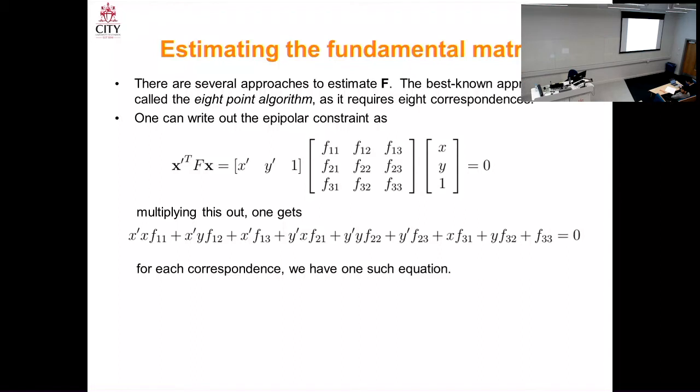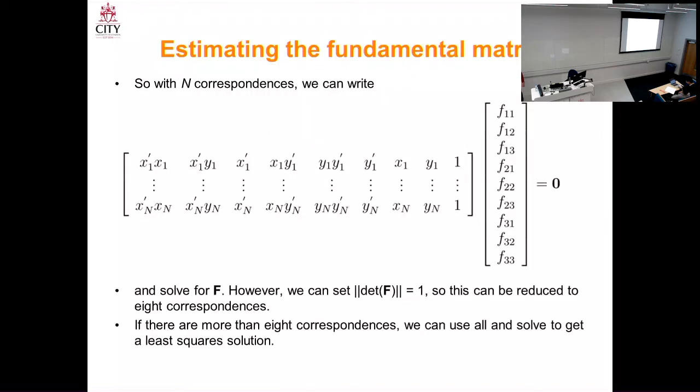But if you look at it, it's linear in all of these terms, f11, f12, f13, etc. These are the terms that are in the fundamental matrix. Every correspondence you have gives you one of these equations. If I know one point in an image and I know its correspondence in the other image, I have x and x prime. Then I can feed all of those values in here, and what's left is just to estimate these parameters f from a linear equation.